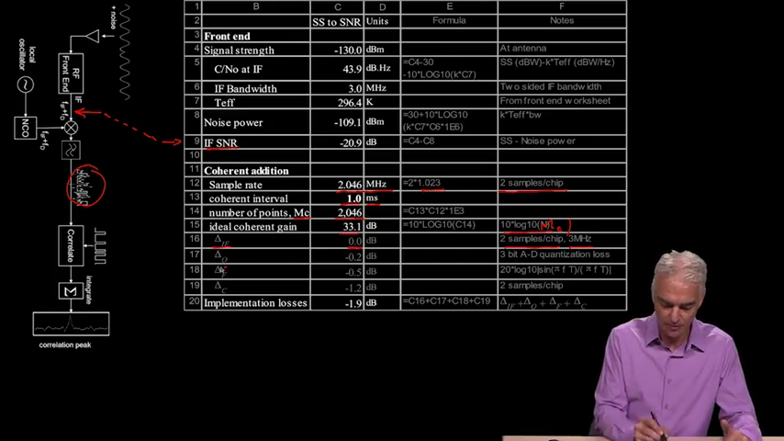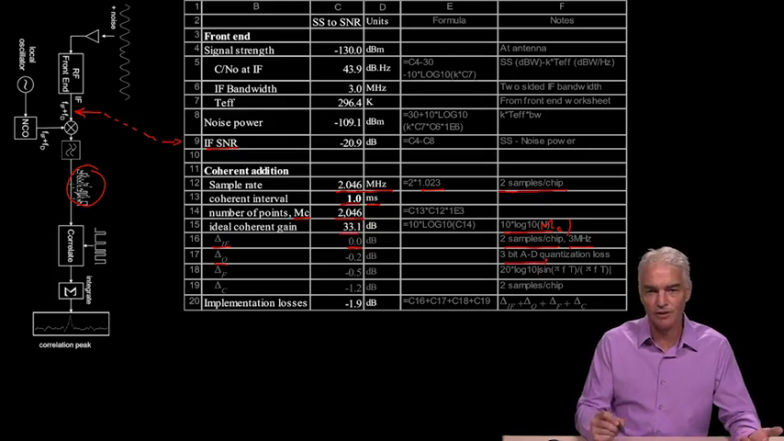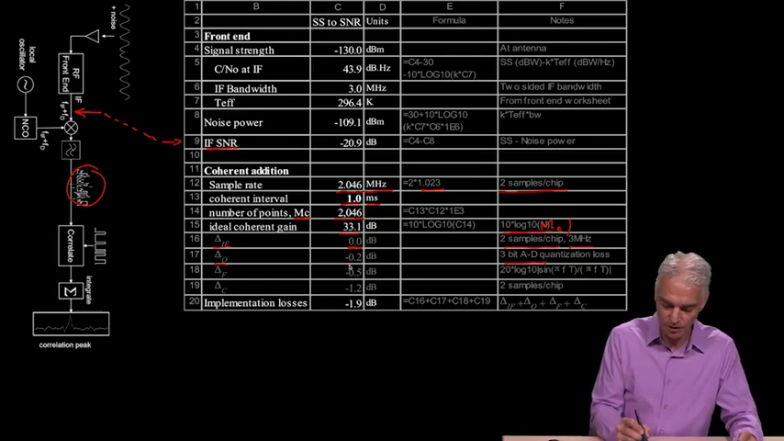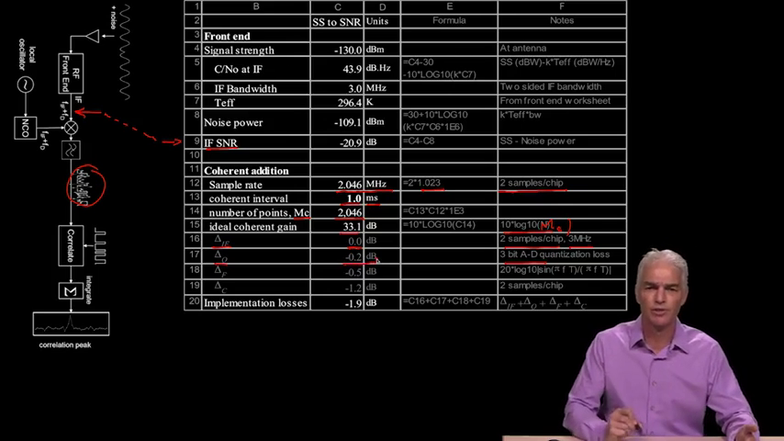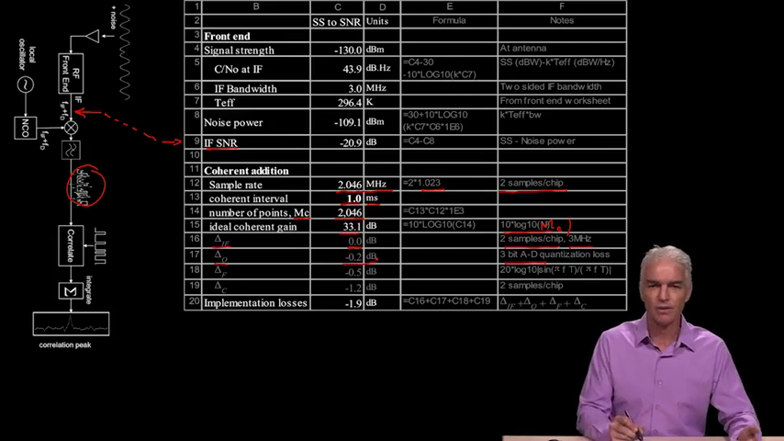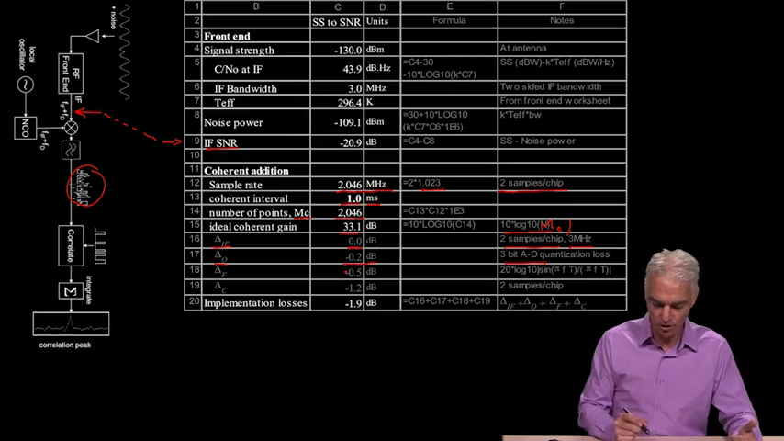The quantization loss for 3-bit A to D quantization: typical values of A to D converters in consumer GPS are 2-bit, 3-bits, and 4-bits. I've just chosen 3-bits as an example, and this is something you can look up in tables. You get 0.2 of a dB of loss. And the way I choose to do these spreadsheets is for these losses, I show them as negatives, so we can just add up everything in the spreadsheet, which makes it a simple way to do it.